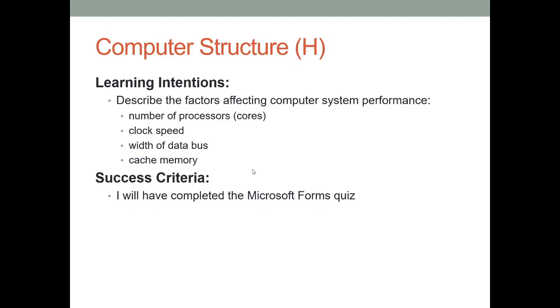Today we're going to be looking at the 4 different factors that affect a computer system's performance, and these all relate to the processor stuff that we were looking at last time. It really just builds on that. So make sure that you've had a look at the videos and you're 100% clued up on that before going ahead with this.